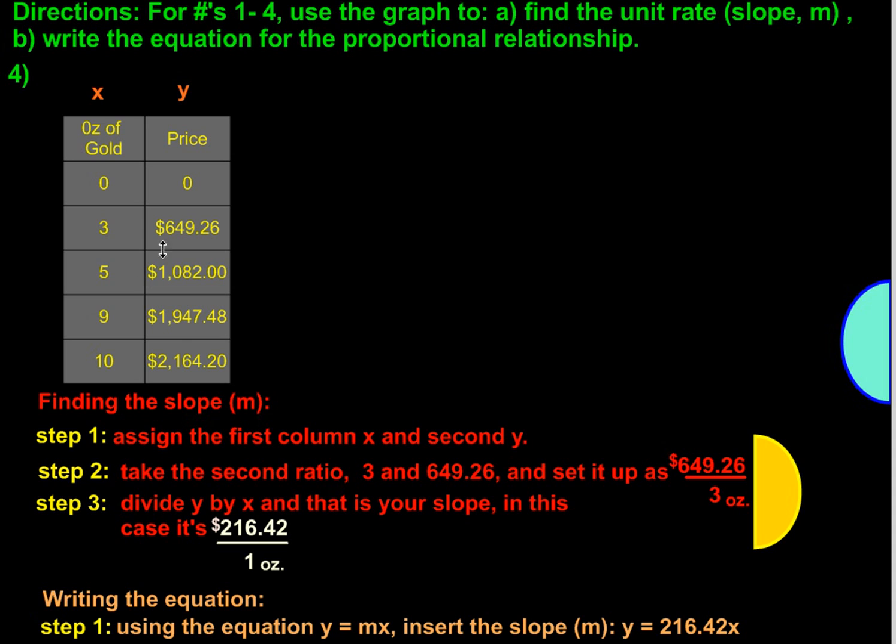Take the second ratio, which happens to be $649.26 for 3 ounces of gold, and set it up as y over x. So we have $649.26 over 3 ounces. And I could use a calculator, whatever, to divide that. And what you're going to find is you get $216.42 over 1 ounce. So 216.42 is my actual slope.